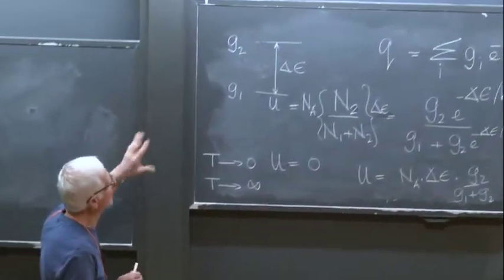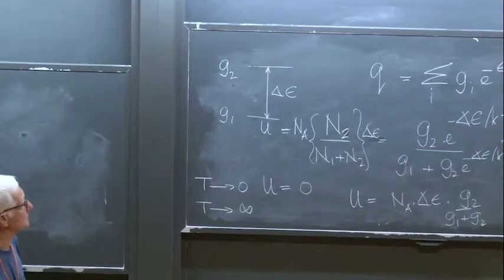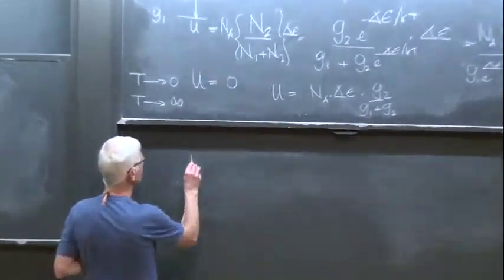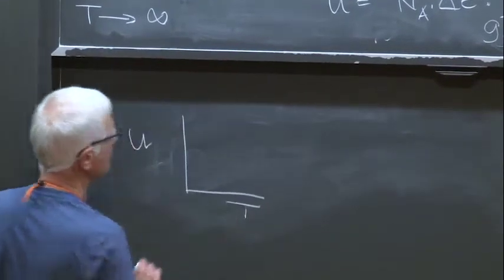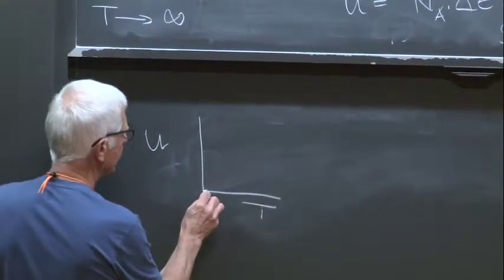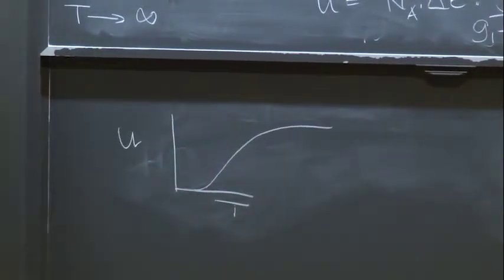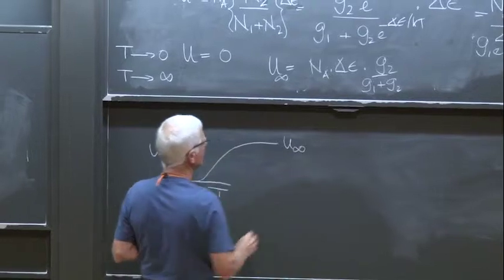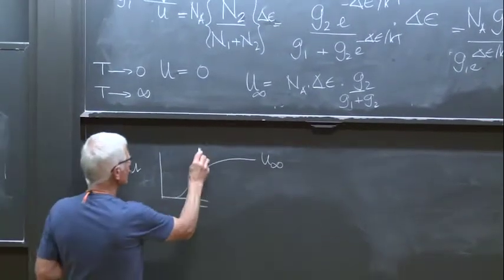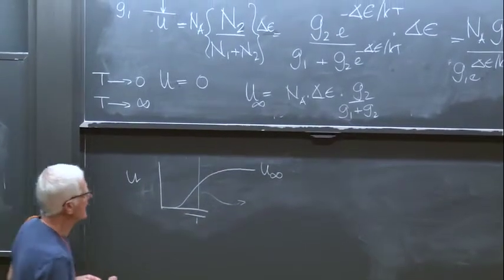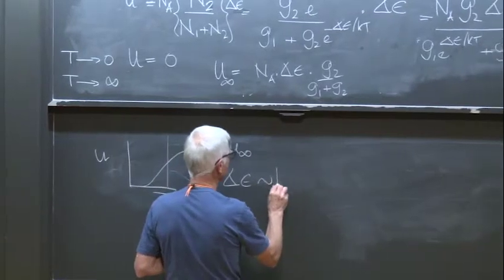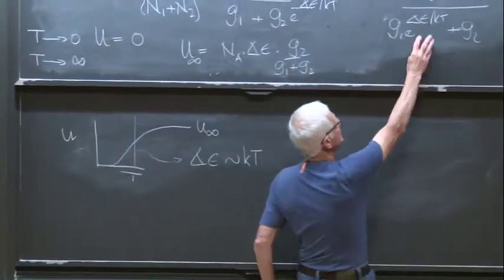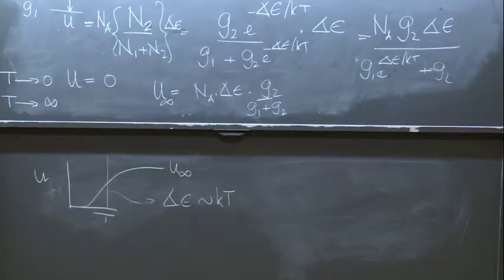But with the degeneracies there, those relative populations will simply be in the ratio of the degeneracy. And so what that means is that if we plot the energy versus temperature, it's going to look something like this. It's going to start off at 0. It's going to go to this expression here. Let's call that U infinity. So it goes to this limit U infinity. And somewhere in the region here is where delta E is of the order of kT. In other words, when this term here is beginning to change significantly. So that's what the energy looks like.